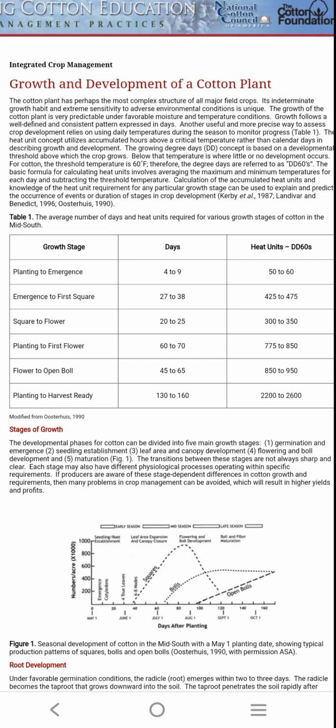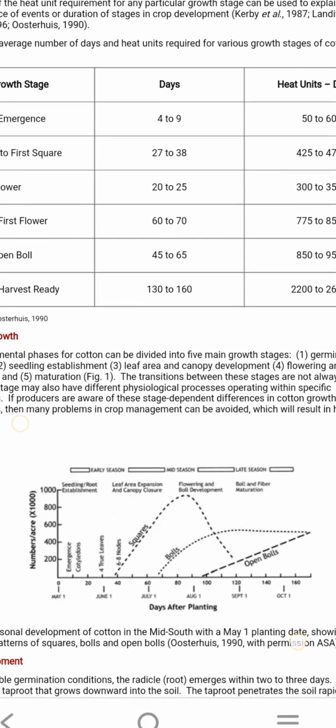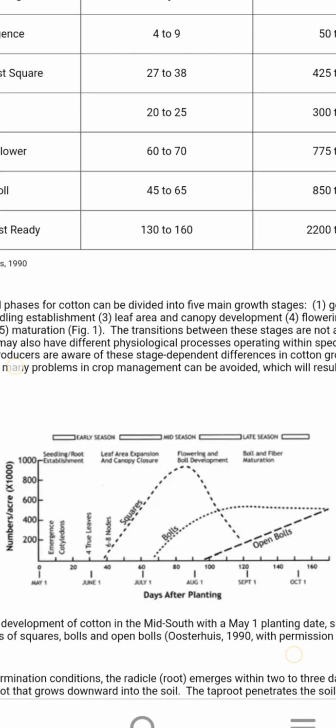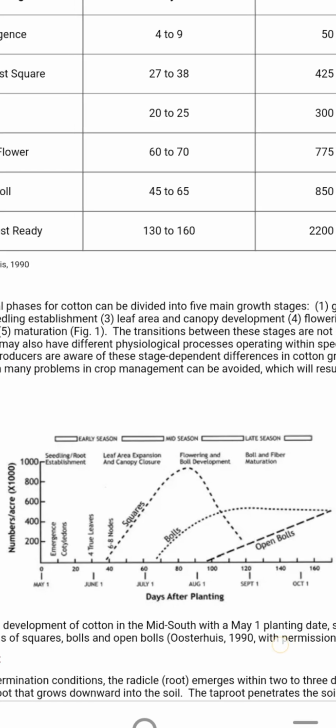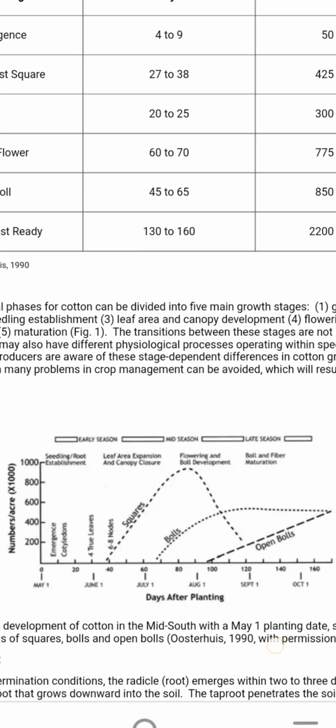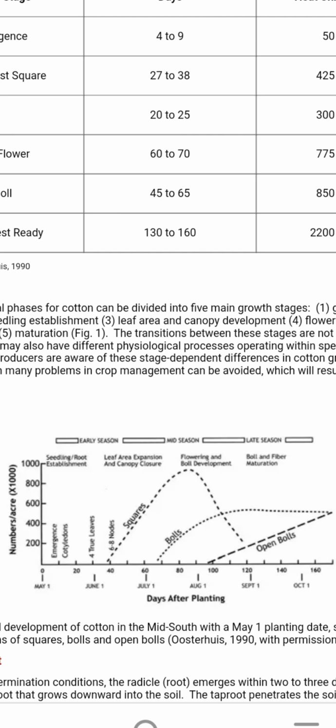These are the seasonal developments of cotton. Through the graph you can observe, I am zooming in, days after planting, emergence to open bolls. Through the flowering and development stage, 60 to 85 days, the growth stage is higher. Number per acre is on the y-axis, days after planting on the x-axis. You can observe and learn through this graph.